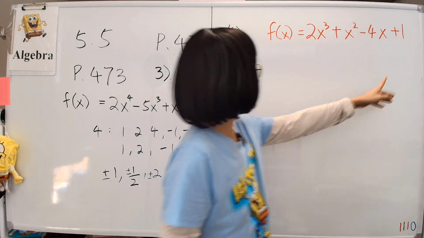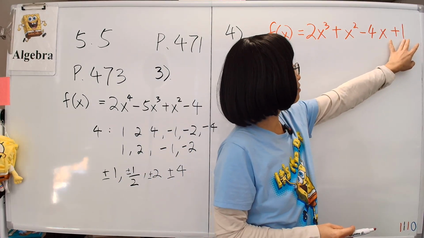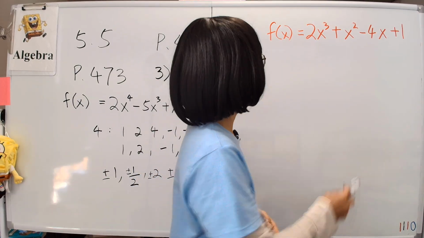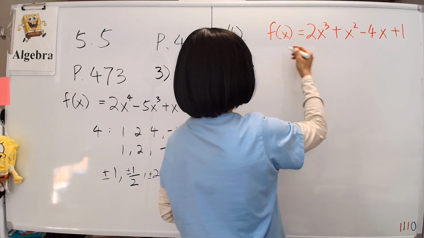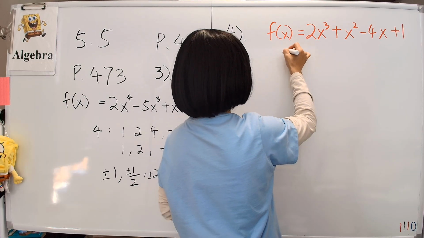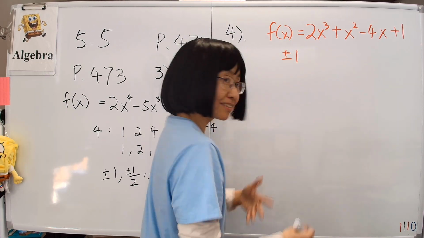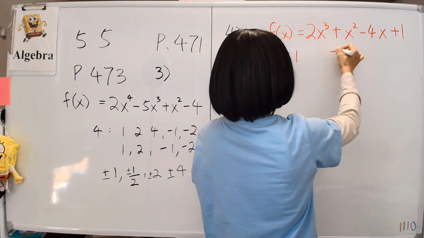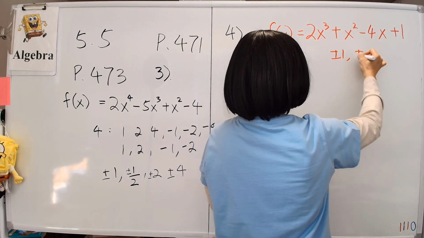Now, the trick says that we need to take the factors of the end and divide by the factors of the very first thing. So what are the factors? The end factor is plus or minus 1, which is good. There's only one thing. And the beginning factors are plus or minus 1, and plus or minus 2.